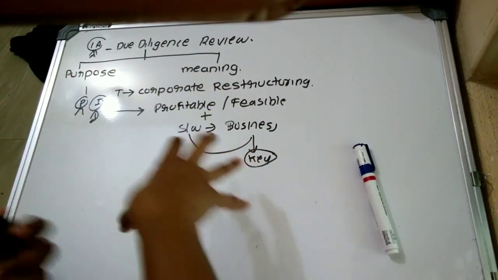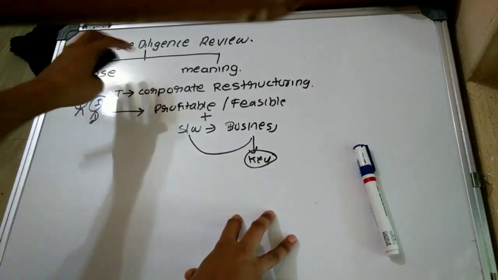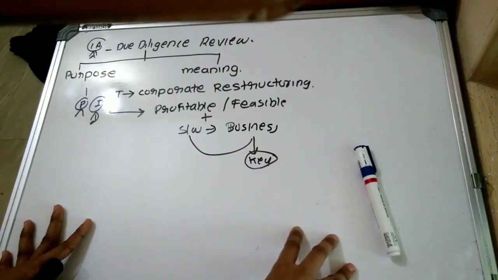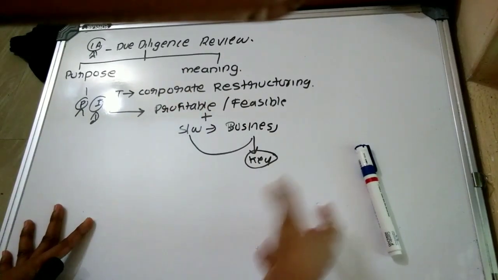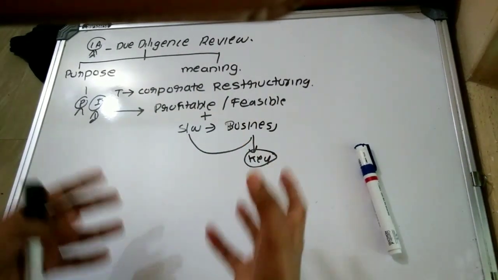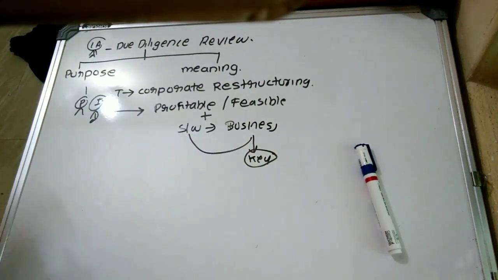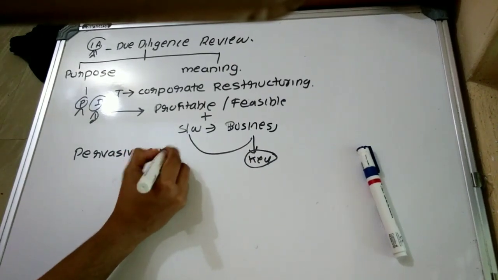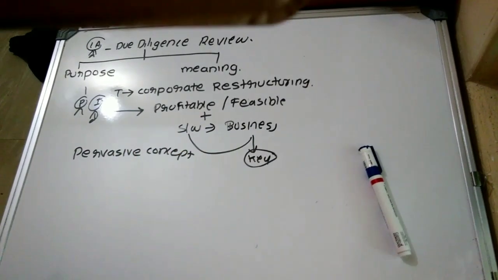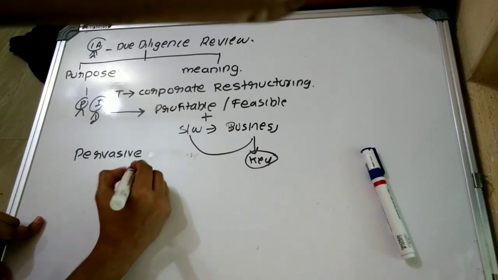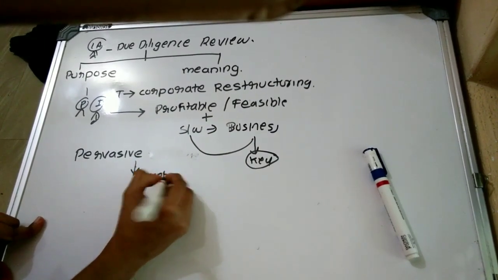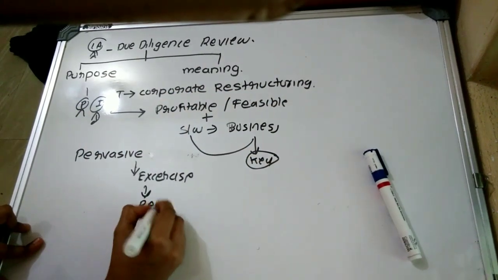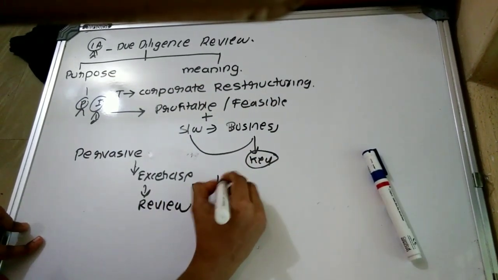So we have already studied the meaning of due diligence. The main purpose of due diligence is for the purchaser or investor to find out all they reasonably can about the business in which they are going to invest, whether it is feasible or not. So we can say that due diligence is a pervasive exercise, to review several aspects. Which are the areas?